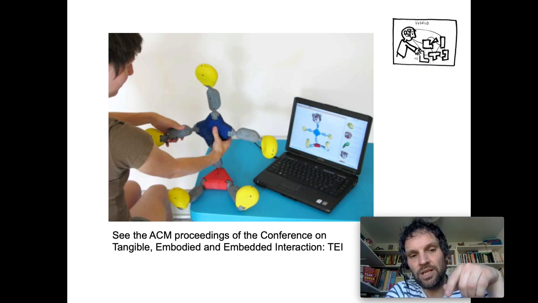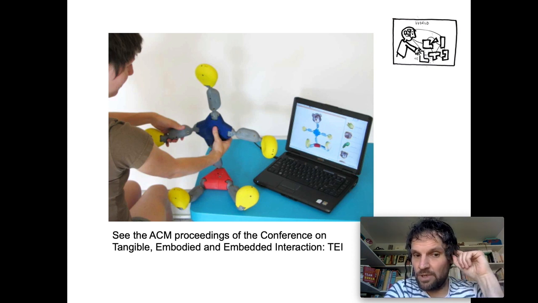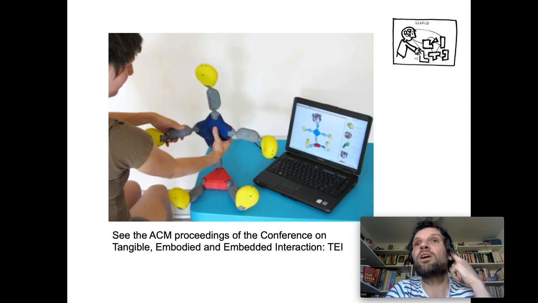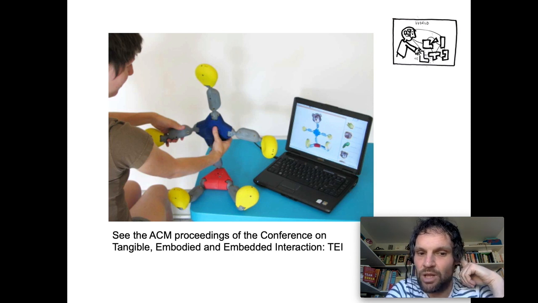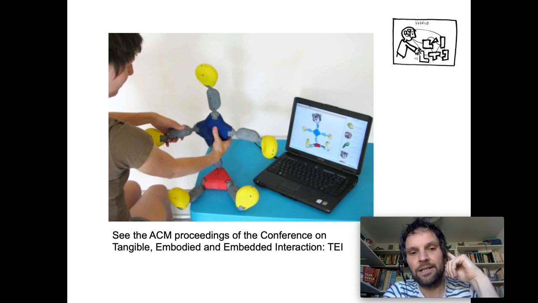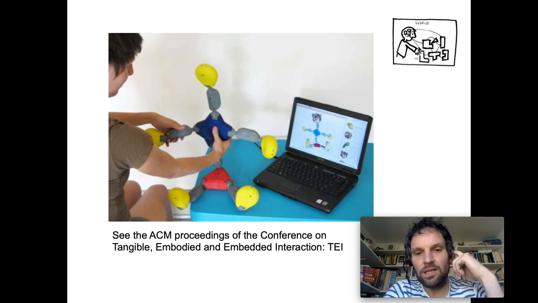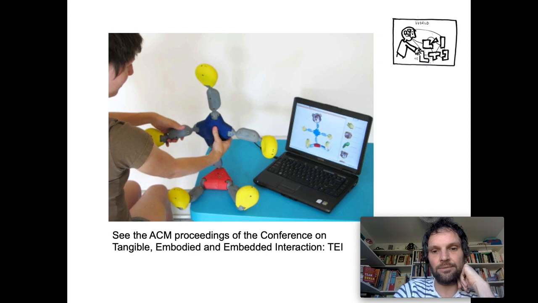I also show this just to say that in the ACM proceedings, the Association of Computing Machinery, which are online, they have all the proceedings of all their conferences. So it's all computing science conferences. And there's one conference that I'm involved in, the conference on tangible, embodied, and embedded interaction, TEI. There's one E, I don't know why. And there you find, every year, a wealth of new applications of tangible interaction, or anything to do with tangible and embodied interaction. So you can find a lot of inspiration there. I would really encourage you to look that up.